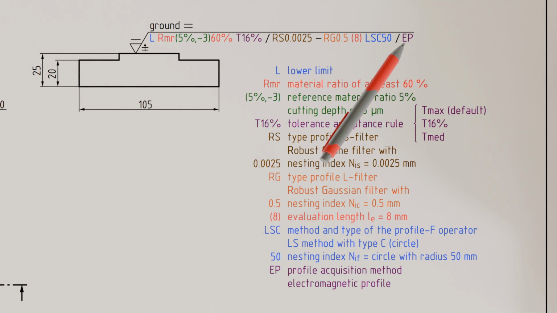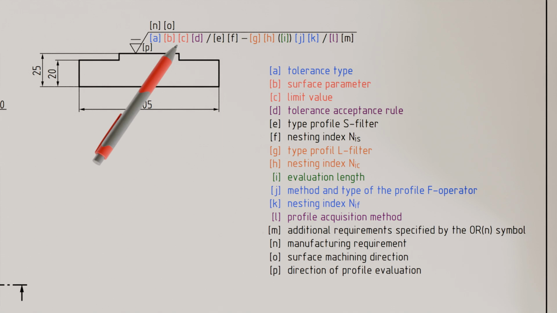The general structure of a surface specification is defined in the new standard as shown. If the setting classes according to the standard are used by default and other standard settings are also applied, then only the characteristic value and the associated limit at the positions of the red-marked placeholders B and C must be specified as mandatory.